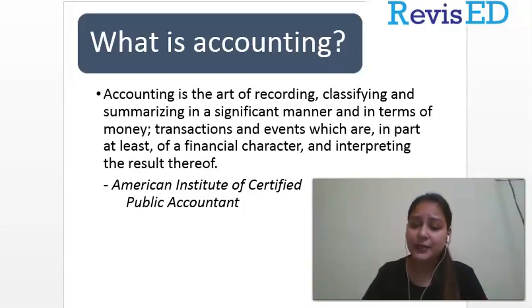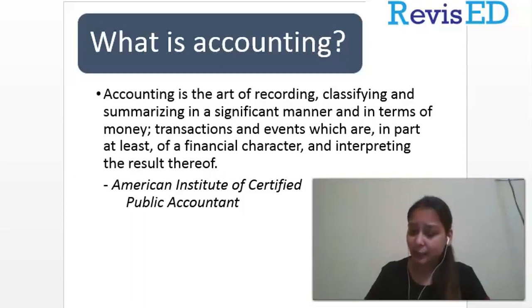I have purchased some goods today. Maybe tomorrow I'll purchase again. I'll purchase frequently, I'll sell frequently. Somewhere I need to record all those transactions and all those events, right? So while recording all those transactions and events, what I need is accounting. So accounting is basically recording of these kinds of events and transactions, right?